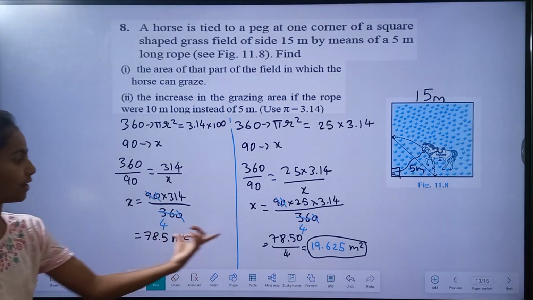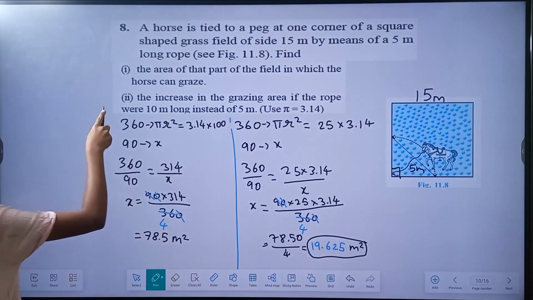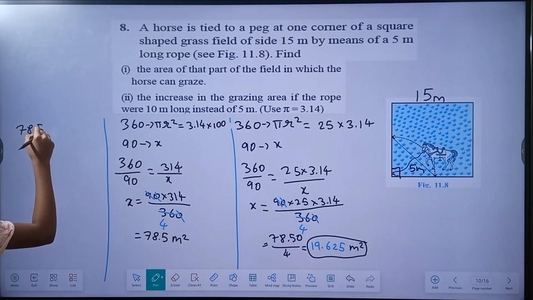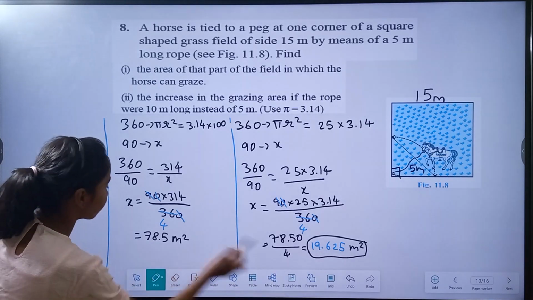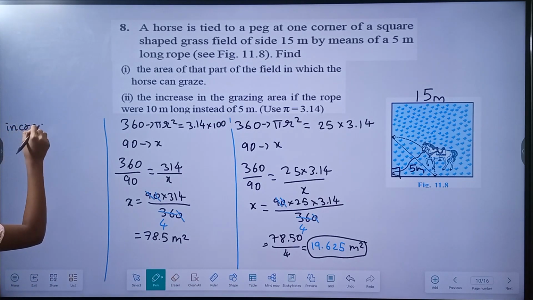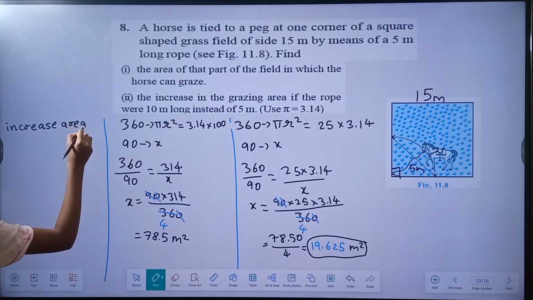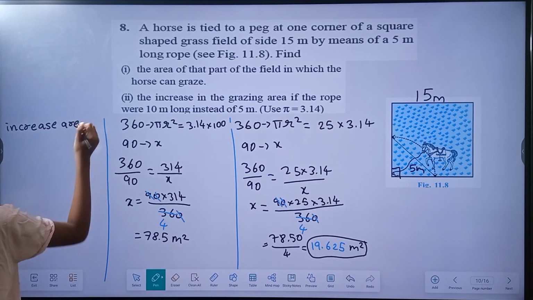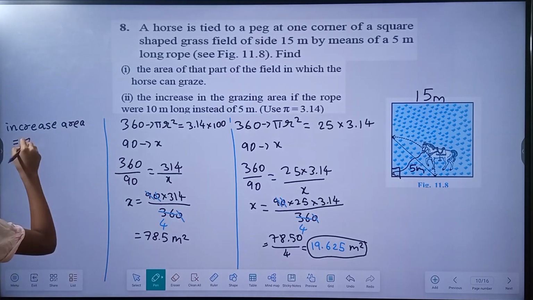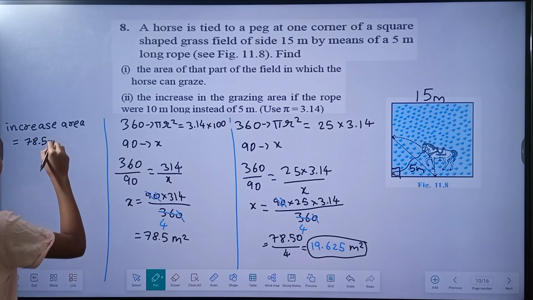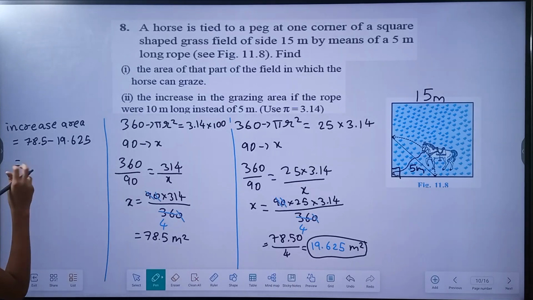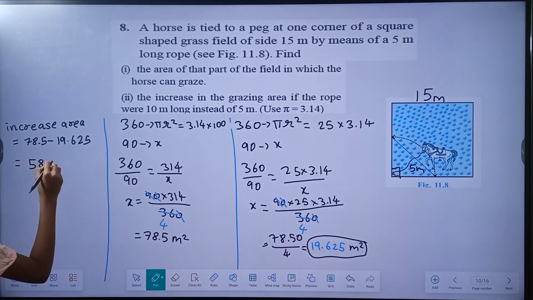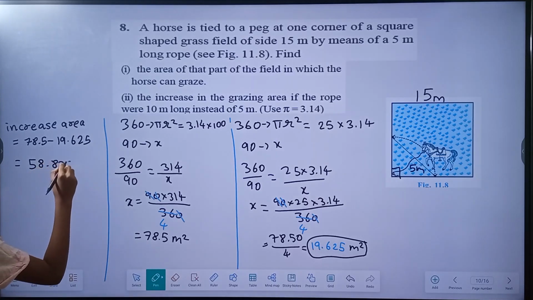Okay, the increase they are asking, which means the difference of these both. The increase in grazing area equals 78.5 minus 19.625, which is equal to 58.875 meters square.